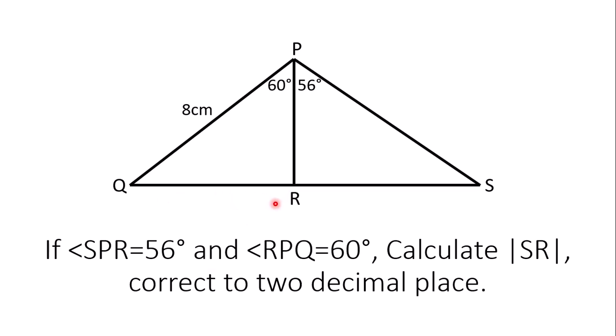Let's look at this question. If angle SPR is equal to 56 degrees and angle RPQ is equal to 60 degrees, calculate the length of line SR correct to 2 decimal places.